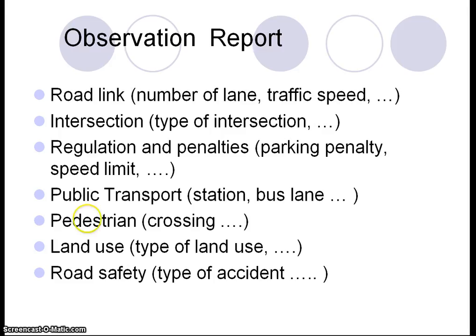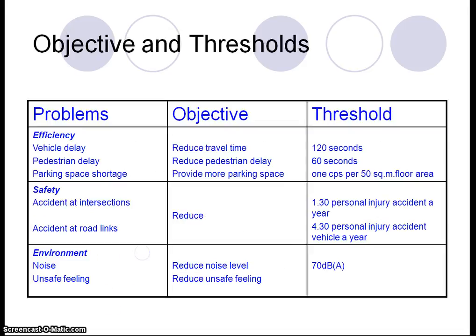Sometimes from the police report we can see, oh, the area is actually accident prone area, and many people died already. And of course, land use, usually the high density land use, high rise building will generate more traffic or more trips. And of course, road safety, type of accident is very important, especially for the pedestrian.